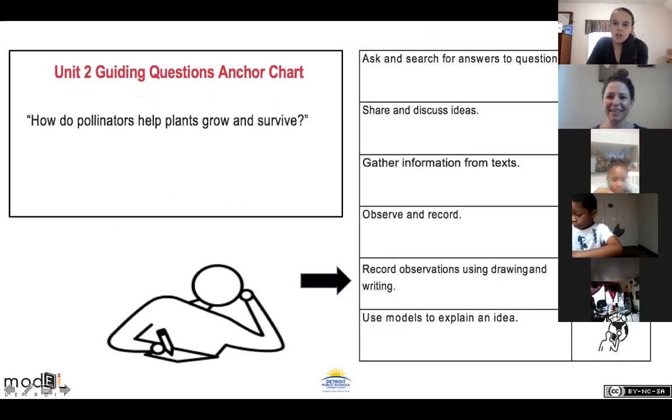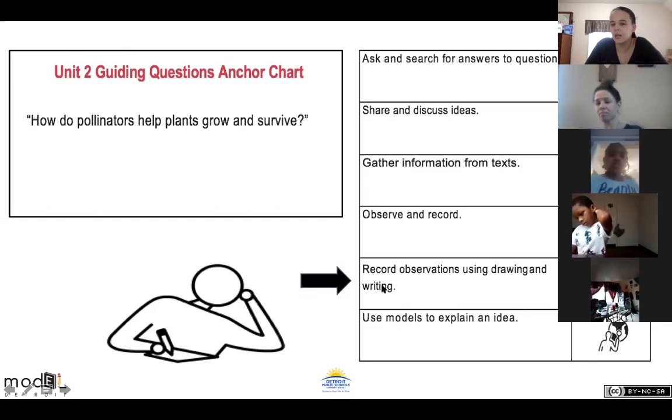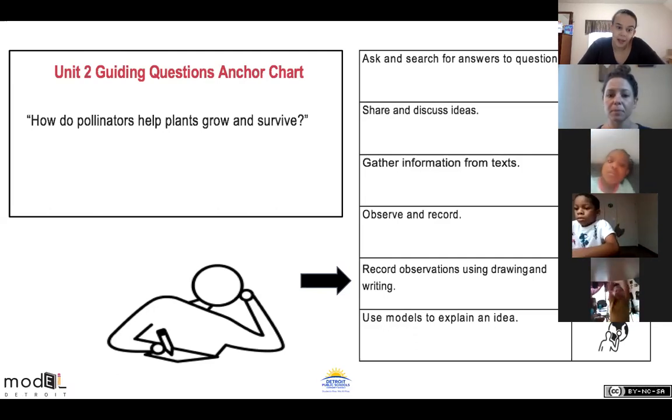Okay. So our guiding question that you've been learning about with Miss Ishley is, how do pollinators help plants grow and survive? So we're going to keep thinking about that question. How do pollinators help plants grow and survive? I think you've seen this chart over here. Can you see this chart with all these little pictures on it? I think you've seen this before. And for this week, like Ms. Ishley was saying, we're going to focus on recording observations using drawing and writing.